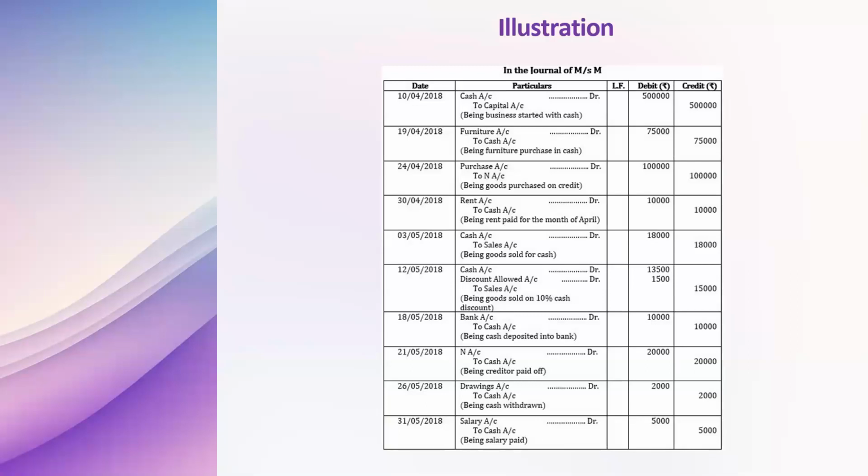Or the owner has invested this much amount as capital. Okay, that's why each transaction has to be seen from the business point of view, the organization's point of view. Yeah, got it, ma'am. Got it.